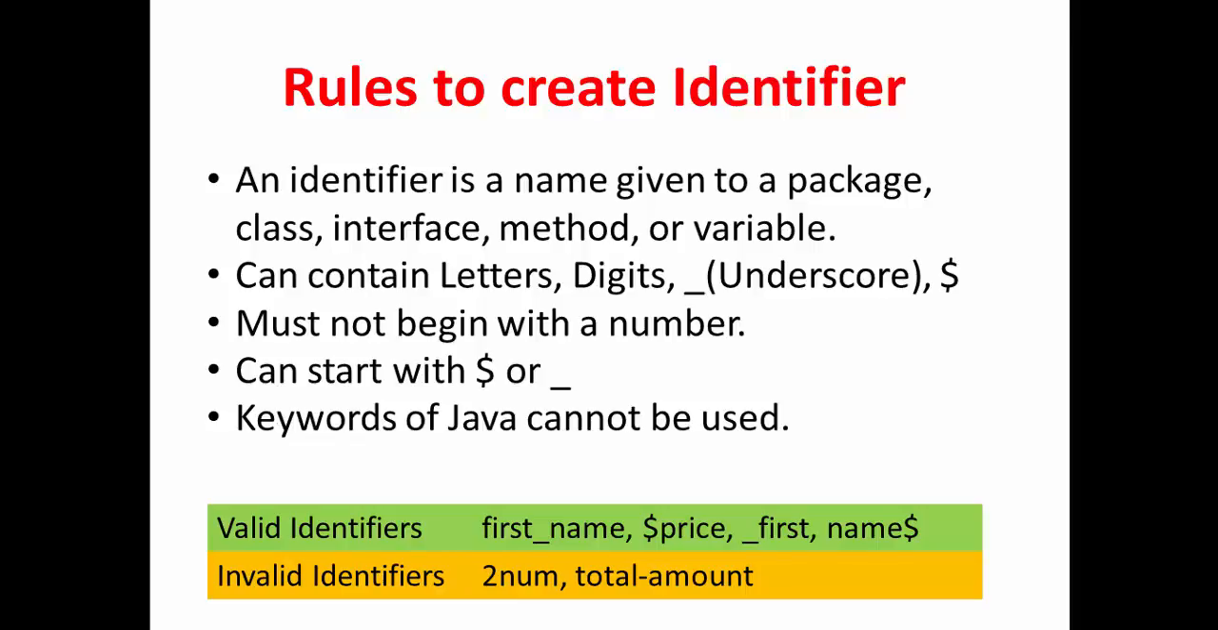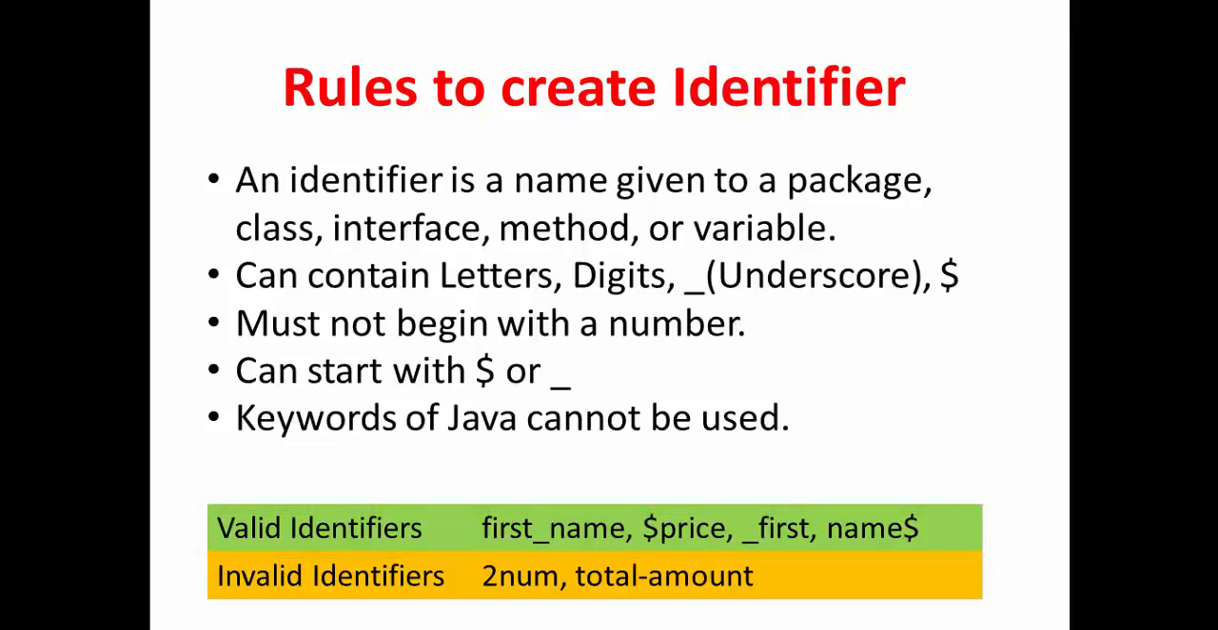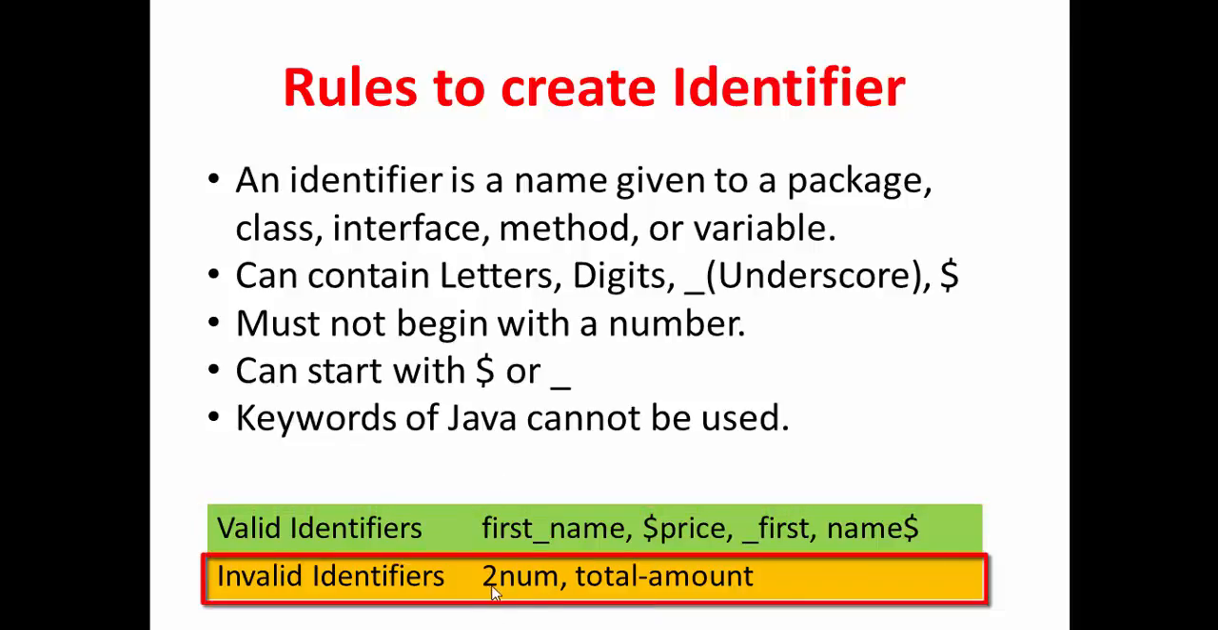Here in this slide, you can see some examples of valid identifiers and invalid identifiers. The valid identifiers are first underscore name. That's a valid identifier. It didn't violate the 3 rules. Even the second one, $price. Whereas if you look at the identifier 2num, this violates rule number 2. The identifier must not begin with a number, whereas here it begins with a digit 2. And the total-amount identifier is also invalid because it contains a special character called hyphen in between.